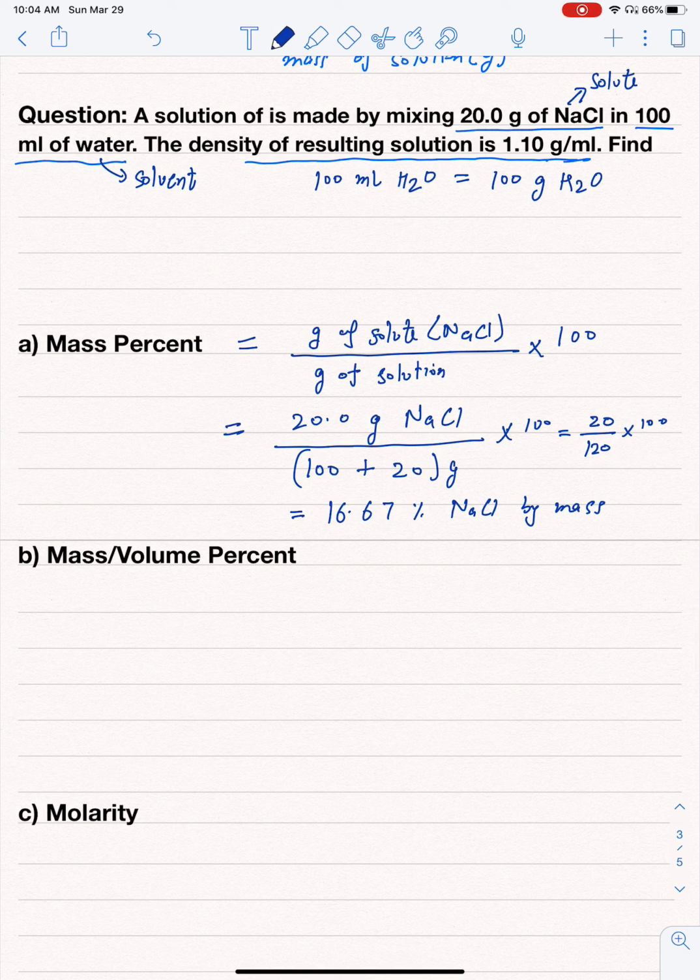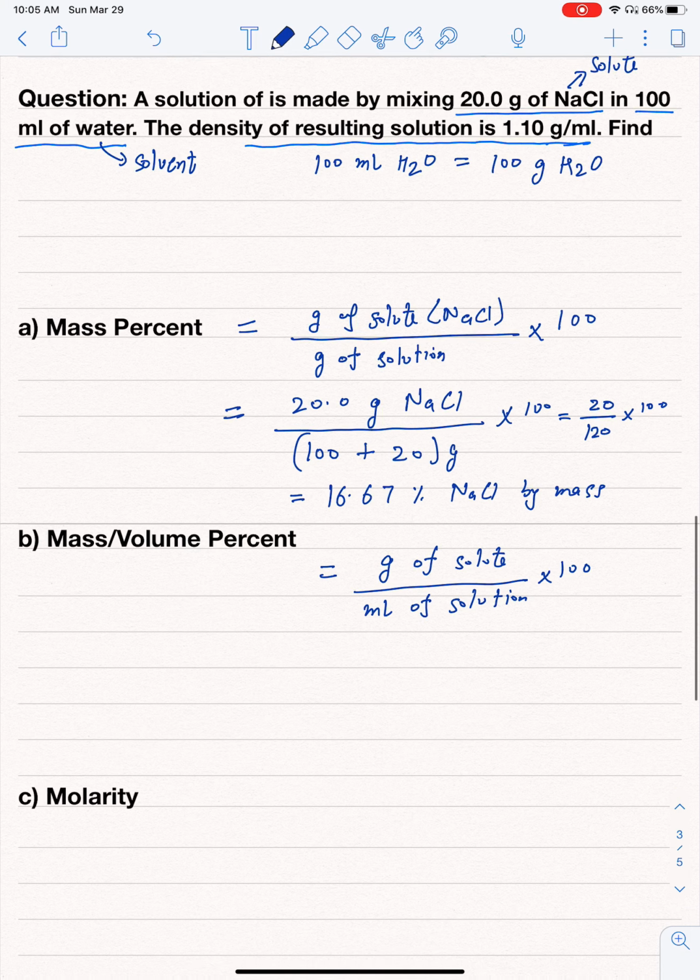So to figure out the mass volume percent, the definition would have been grams of the solute divided by the milliliters of the solution times 100. Now, do I know the grams of solute? Yes, I know the grams of solute, which is 20 grams. Do I know the milliliters of solution? Well, the answer is no.